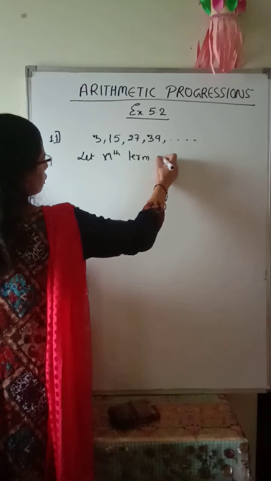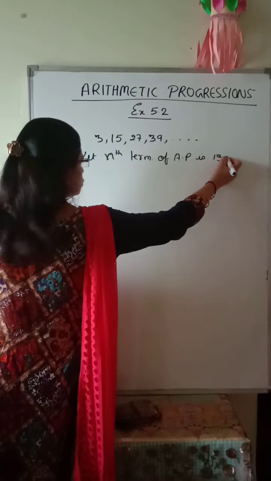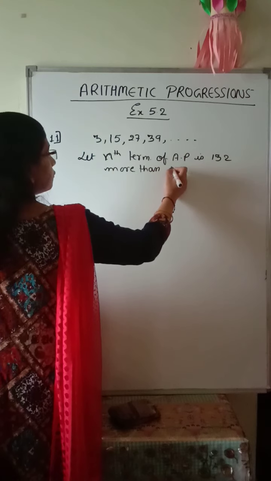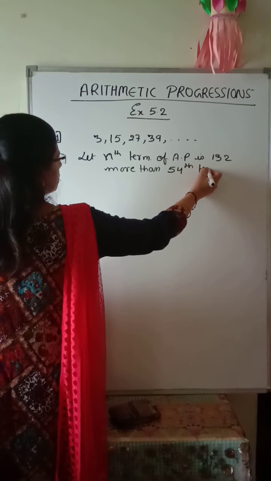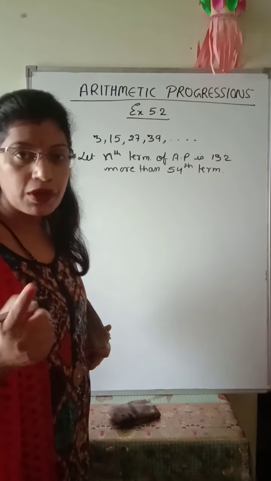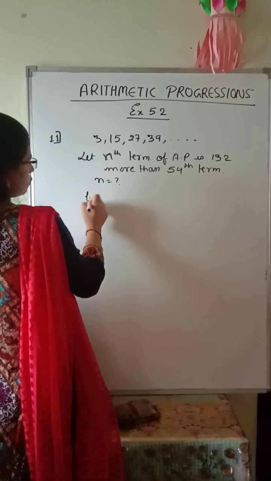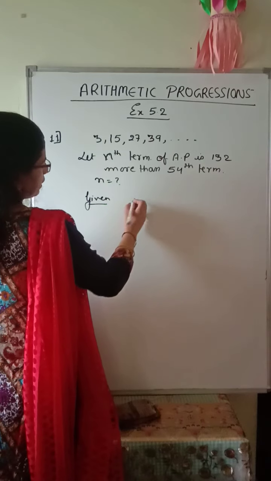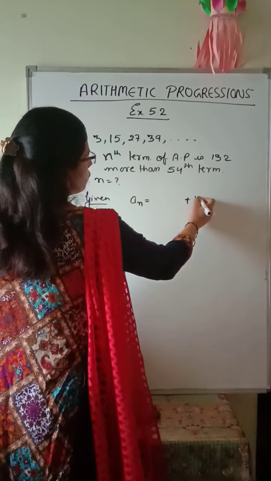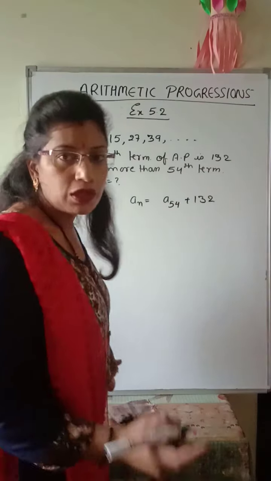The nth term of the AP is 132 more than its 54th term. Okay. So what does it mean? So what we have to find is which term, the number of the term, the value of n. So we have to find the value of n. So what is given to you? Which term of the AP, let us say the nth term of the AP, is 132 more than the 54th term. Okay. So this is what we have to find.